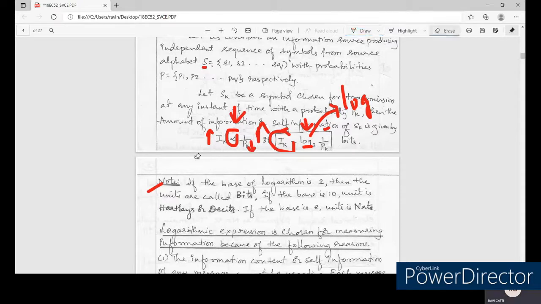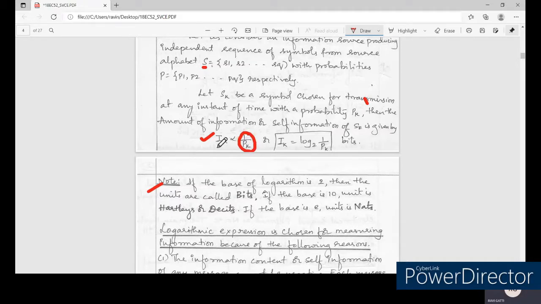So therefore, we see that the amount of information conveyed by each source symbol will be called self-information. This self-information we are going to represent in the form of the k value, that is Ik, self-information. And this self-information is inversely proportional to the probability of occurrence of the event.